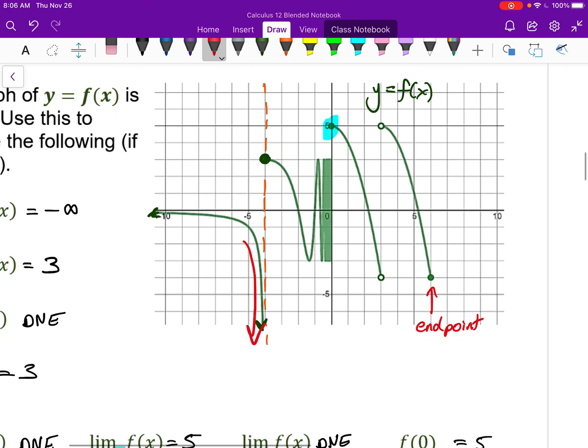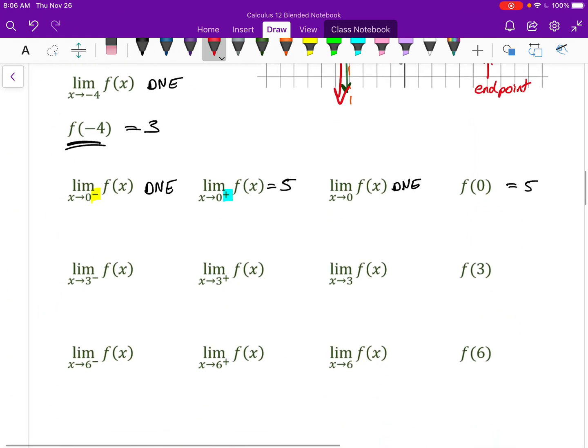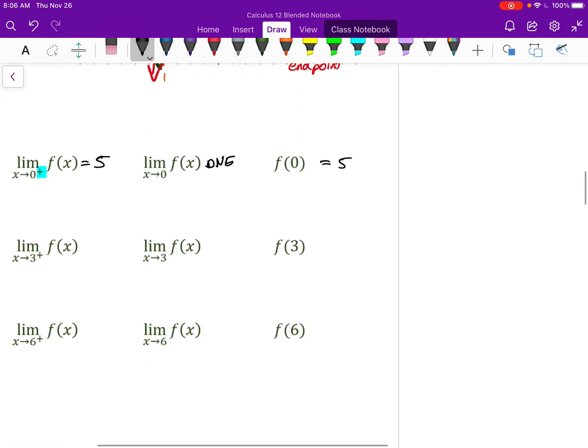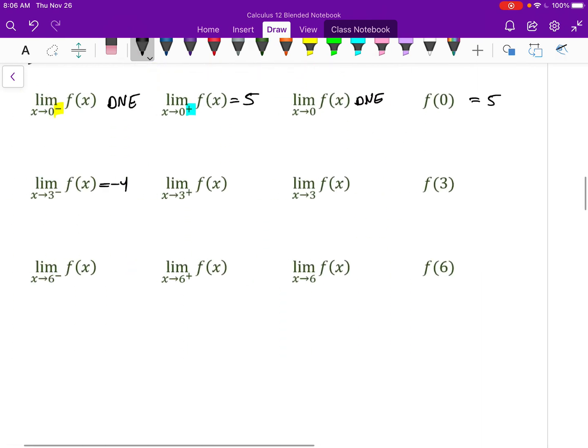I'm looking right here. The limit as we approach from the left equals -4. I'm getting infinitely close to -4. What about when we approach from the right? I'm looking right here, getting infinitely close to 5. So right away, I don't even need to look at my graph again. I know the limit as we approach 3 is just going to be does not exist.